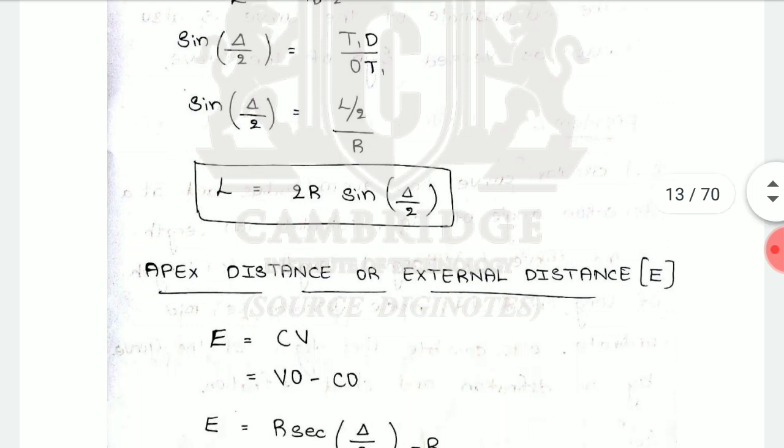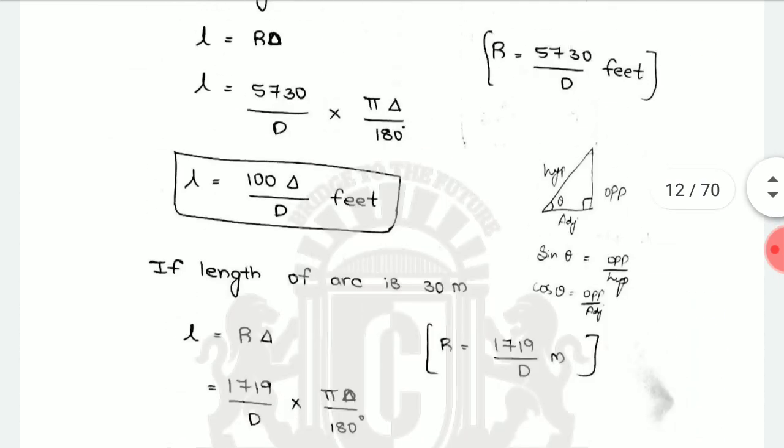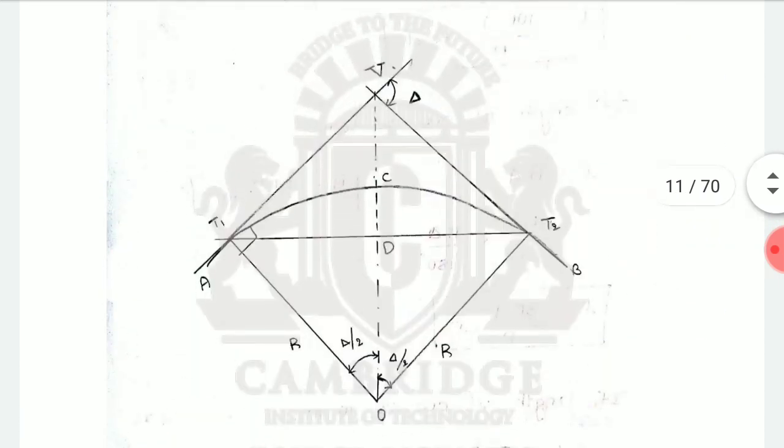Next is apex length, or apex distance, or external distance, which we denote by capital E. External distance is from point C to V. Check here, from point C to V, that is from the center of the curve to the point of intersection, that is at point V, we call it external distance. So CV I can write as the total length from V to O minus C to O. So to get CV out of VO, the total length, I have to deduct the length CO.